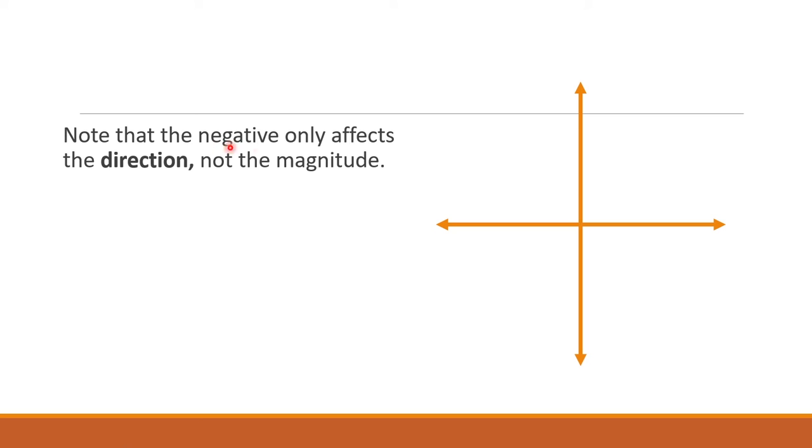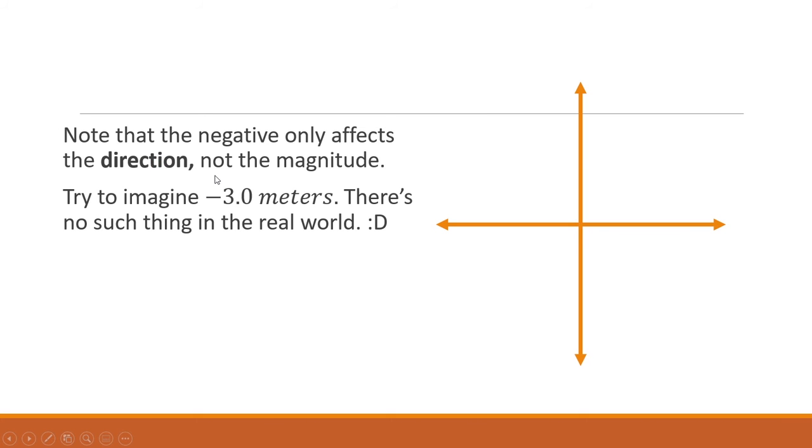Note that the negative only affects the direction, huh? Not the magnitude. Direction only. Try to imagine, kunwari, for example, negative 3 meters. There's no such thing in the real world, okay? So it does not affect the magnitude, direction only.